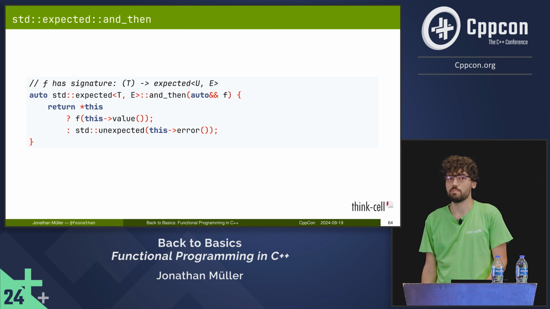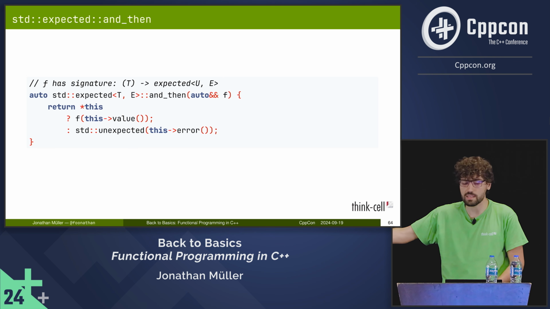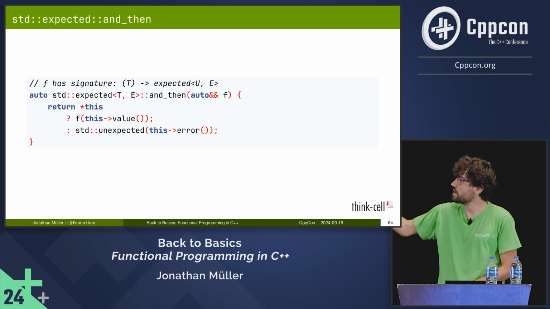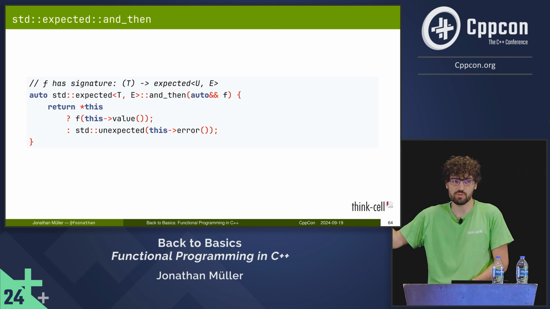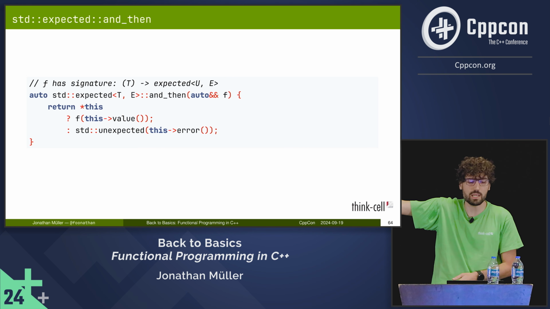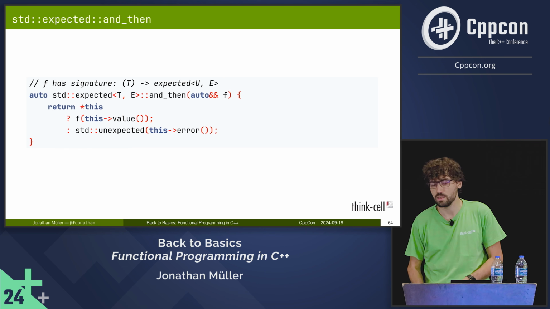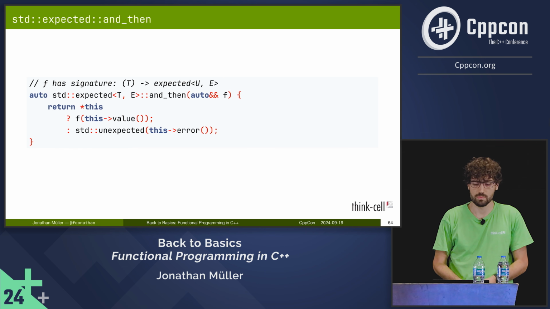But really we want and then, right? And then takes a function that takes a t and returns an expected, right? So here, the function itself that we transform with can fail. And then we don't return an expected of an expected, so we don't wrap the thing in another expected, but we just invoke the function and return that as the result. Otherwise, we forward the error.